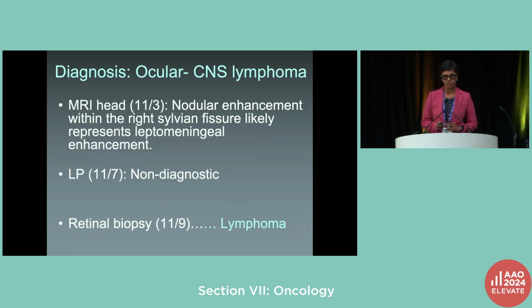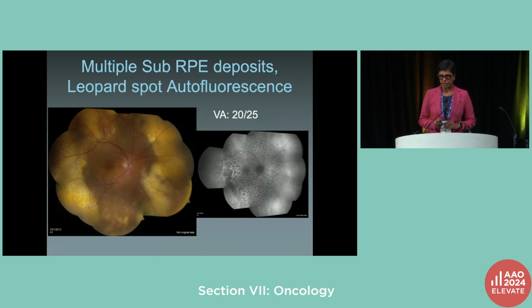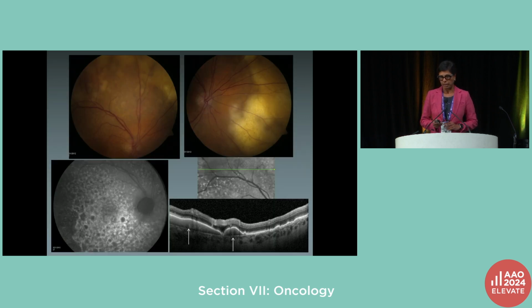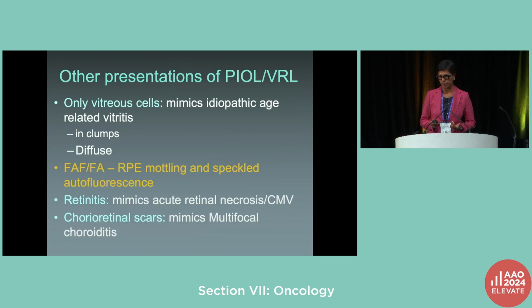So this patient underwent an MRI of her head and was found to have lesions there, and LP was non-diagnostic. The critical diagnosis is based on vitrectomy and a retinal biopsy, not just a plain vitrectomy. This is another example of a patient who's unilateral, he's asymptomatic, just had cataracts, and he's 20-25. He has massive sub-RPE infiltrates, sparing his macula, but the autofluorescence imaging clearly shows us the macula is also involved. And an OCT confirms the location of the sub-RPE infiltrates. So this is a classic typical appearance of intraocular lymphoma.